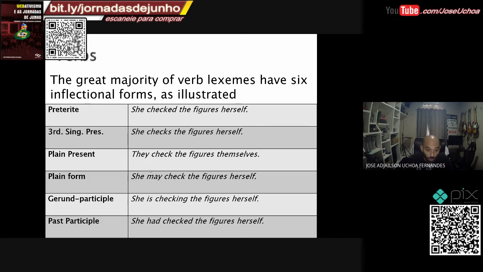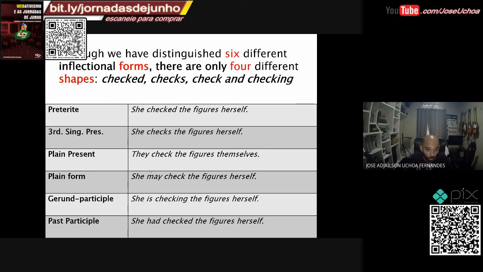Mas tem umas diferençazinhas entre form e shape. A gente vai falar delas agora. Ok? So we have 6 different inflectional forms. But we have just 4 shapes. Checked, checks, check, and checking.